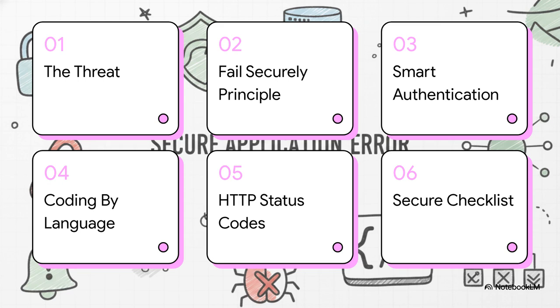Here's our roadmap for today. We're going to start with a high-level look at the actual threat model. Then we'll hit the core fail securely principle, dive into smart authentication, and then jump straight into actionable code-level fixes by language. We'll wrap the whole thing up with HTTP status codes and a definitive secure developer checklist.